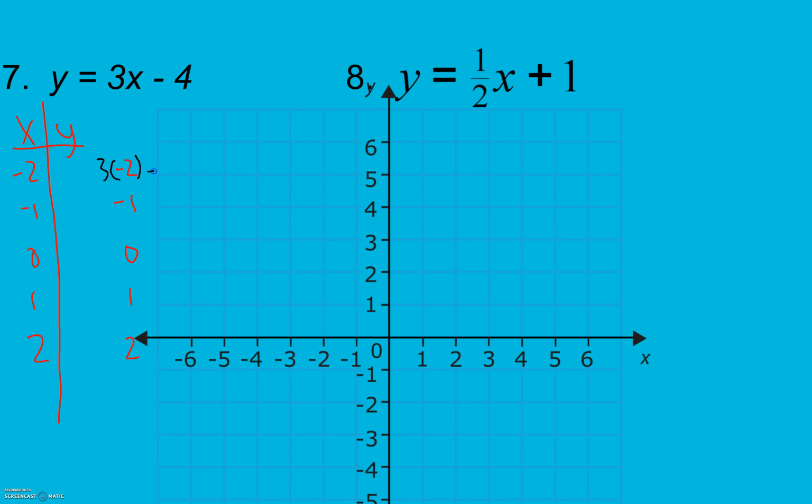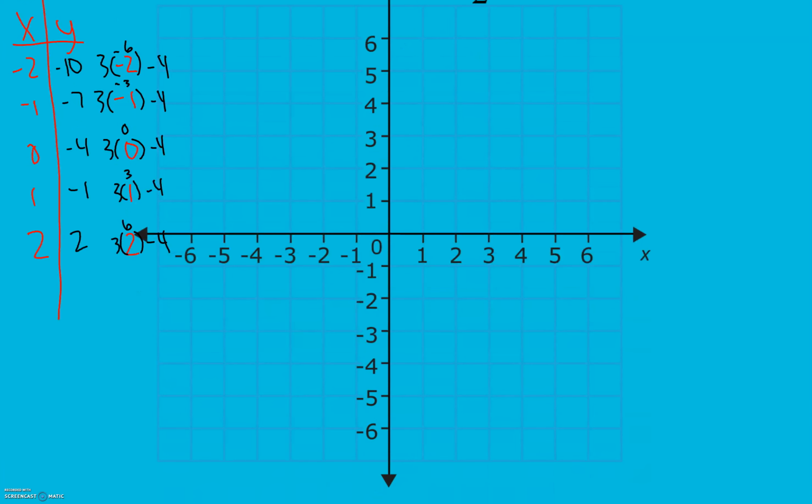So 3 times x minus 4, 3 times x minus 4, 3 times x minus 4, 3 times x minus 4. And there we go. -6 minus 4 is -10. -3 minus 4 is -7. 0 minus 4 is -4. 3 minus 4 is -1. 6 minus 4, 2. And again, I multiplied first and then subtracted. Now that I have my points, I'm going to graph them.